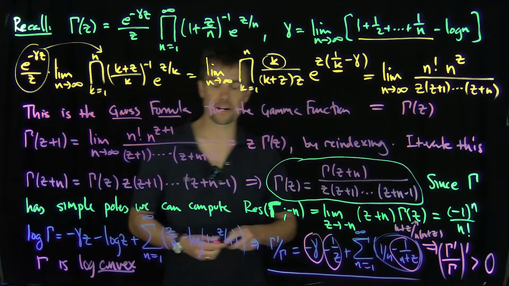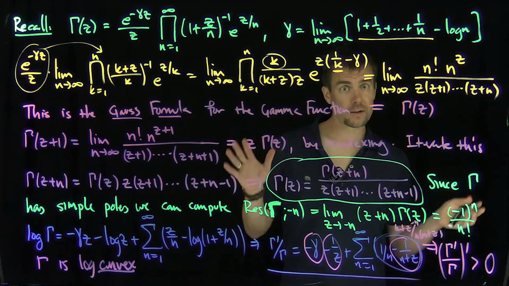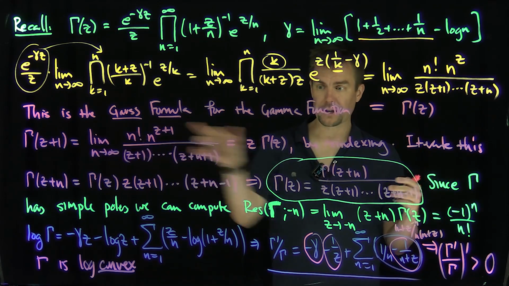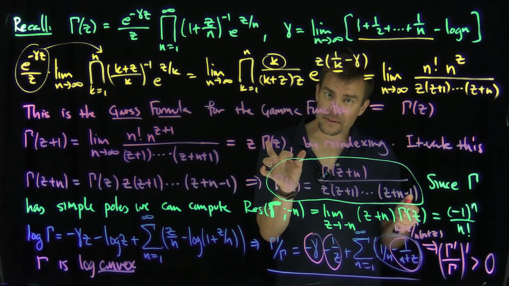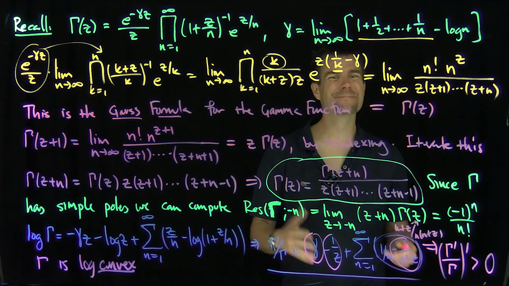So gamma is a log convex function. Since gamma is a log convex function, the Bohr-Mollerup theorem is going to tell us that the only log convex function that has this particular property over here, this cycling property, and a value of 1 has to be the gamma function, which we'll prove in a further video. Thank you very much.